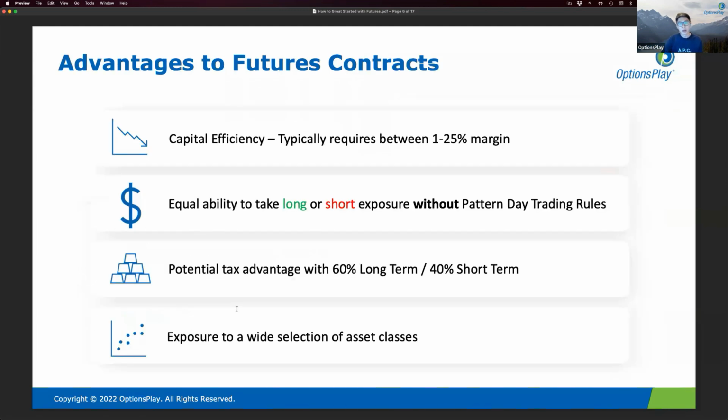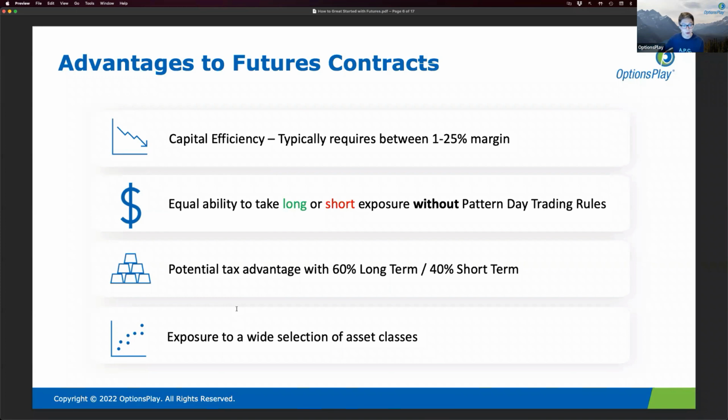Okay, so I want to talk a little bit about how I think futures are advantageous before we dive into the intricate details of a futures contract, because I want viewers to understand why we're even here. Why should you even take the time to learn more about futures contracts?